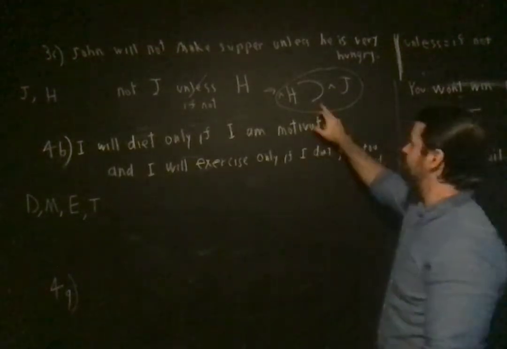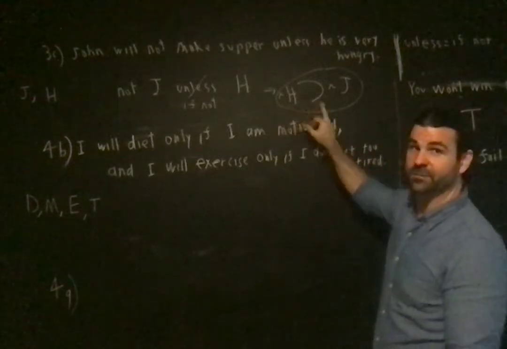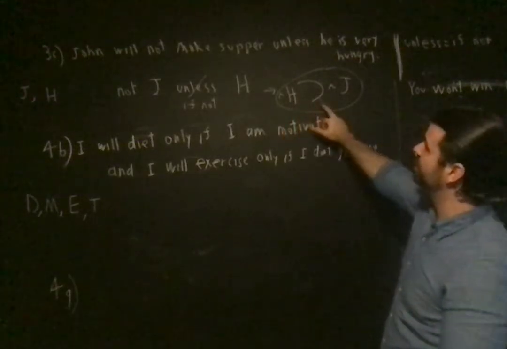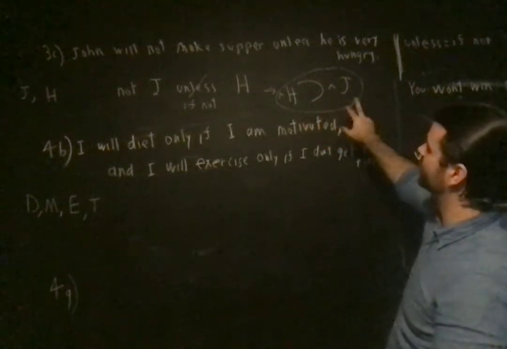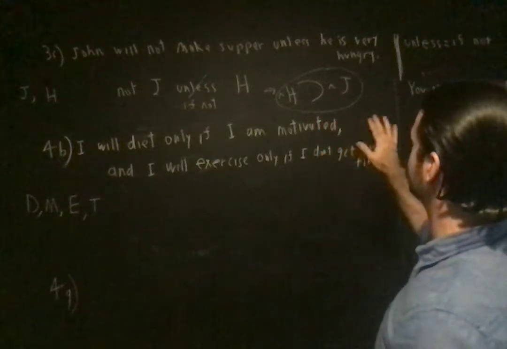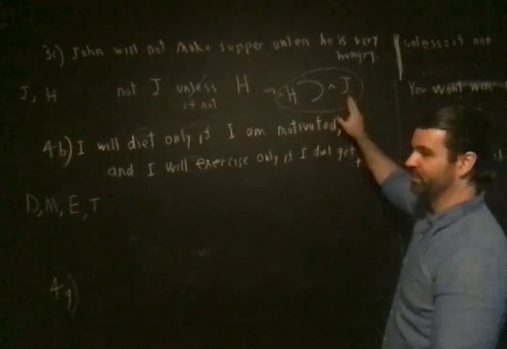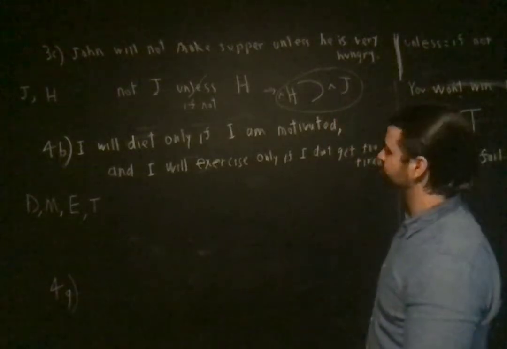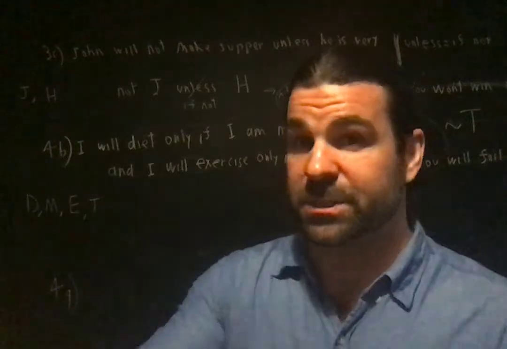Always read it back. This says if John is not hungry, if it's not the case that John is hungry, then John will not make supper. If John is not hungry, then he will not make supper. That is equivalent to John will not make supper unless he is hungry. Yes, those are equivalent. All right, this is 4B.